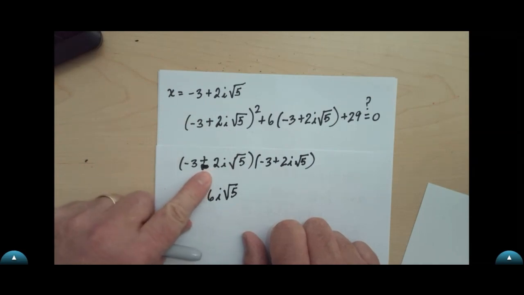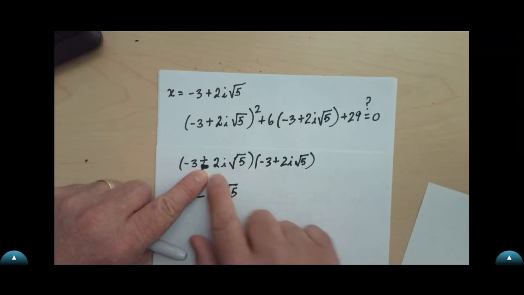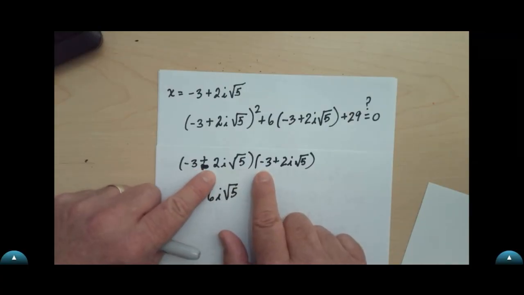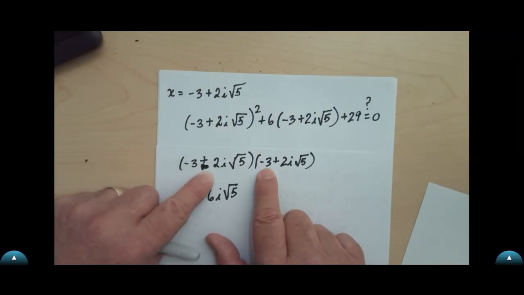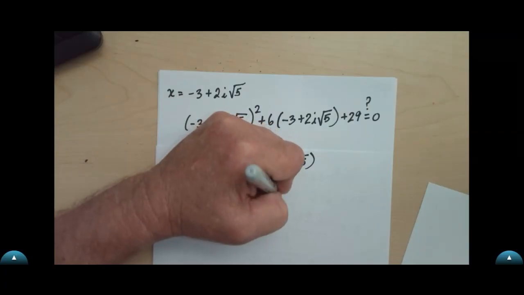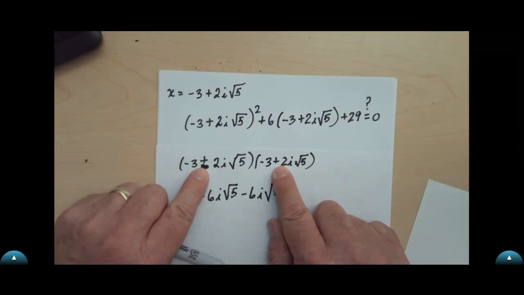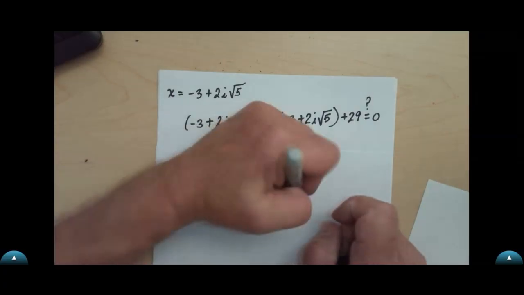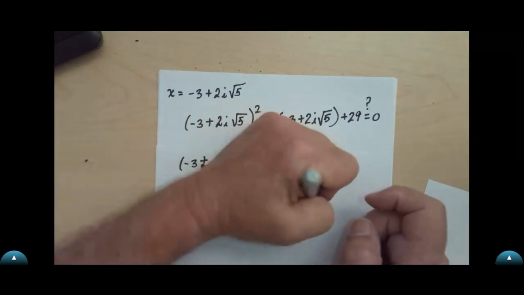So then I'm going to move over to the positive 2i times the square root of 5 and distribute it. Well, positive 2 times negative 3 is negative 6. So I'm going to get minus 2i times the square root of 5 times negative 3. It's going to be negative 6i times the square root of 5. We do last times last. First of all, it's positive times positive. 2 times 2 is 4, so positive 4. i times i is i squared.